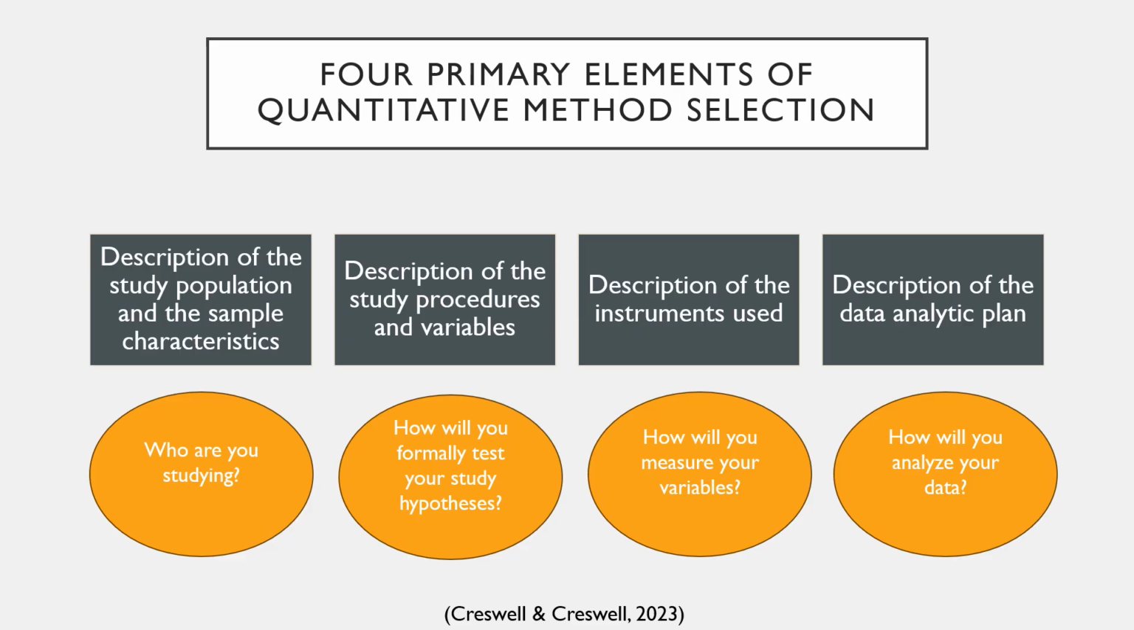And then the fourth primary element is the description of the data analytic plan. So you're going to be asking the question, how will you analyze your data? Are you going to be using certain statistical software? Which type of statistical software do you need to use for which instruments you're using, things of that nature.